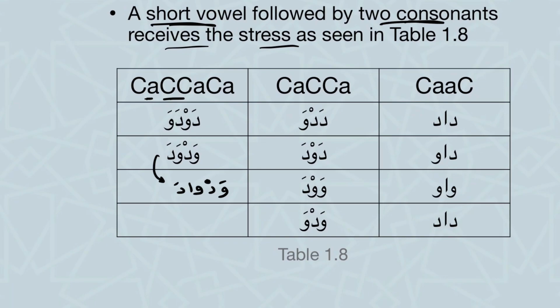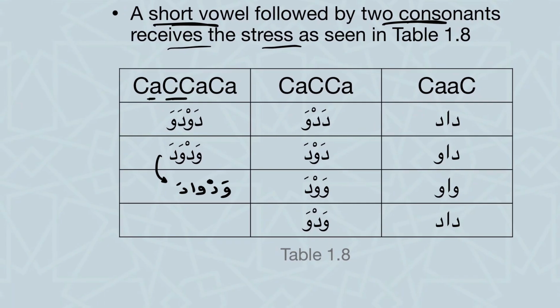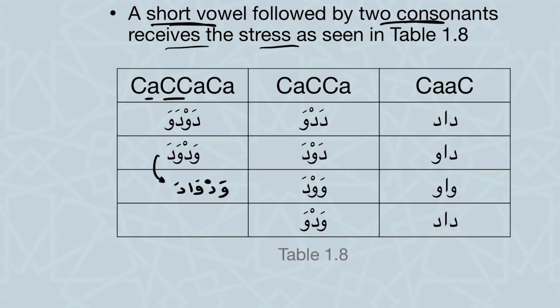So how would I pronounce this? Wad. Okay, wad. But here the fatha on the waw is indicated as a long vowel by the alif. So how would I say it? I would say wad, wada, wad wada.